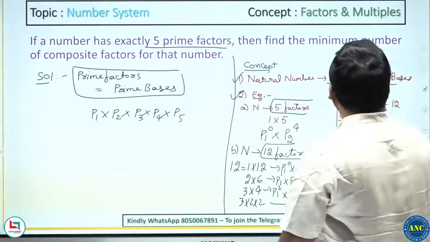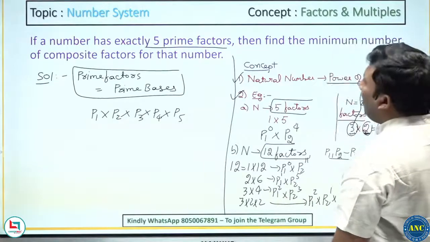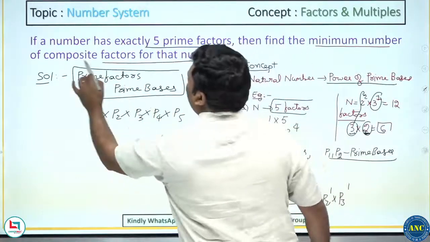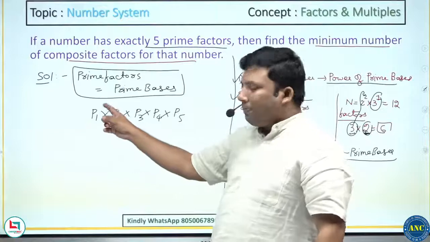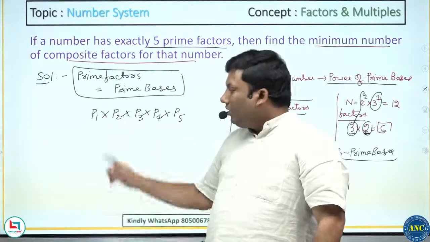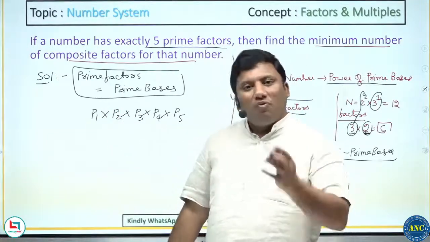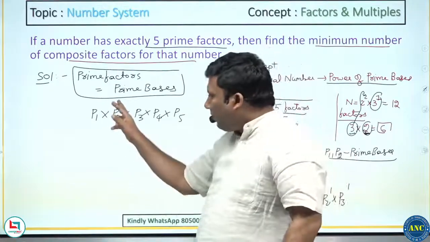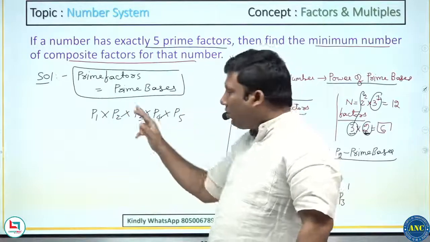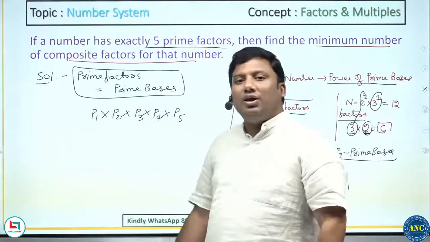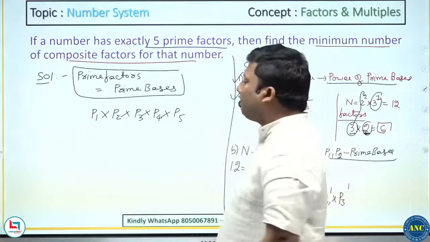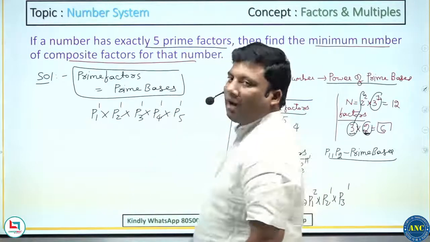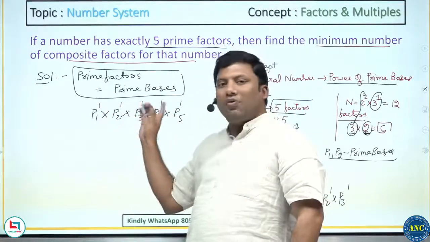Power we don't know. What is the minimum number of composite factors for this number? So if I keep the power 0, what is P1 power 0? It is 1. 1 is neither prime nor composite. So the powers cannot take 0. If it takes 0, all of them will become 1. So the minimum value it can take is 1. I hope it is clear. 1, 1, 1, 1, 1.